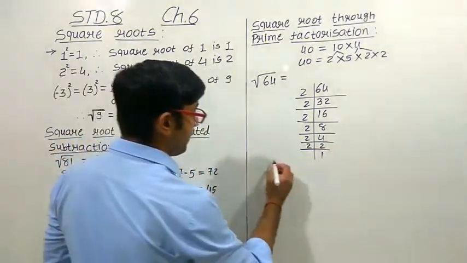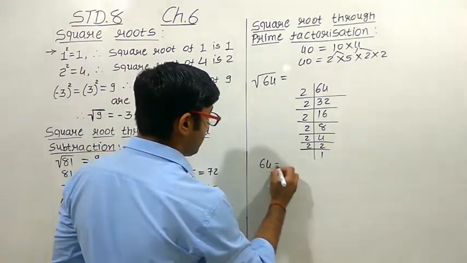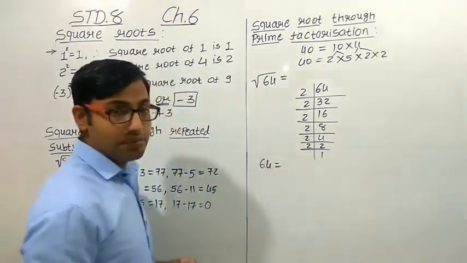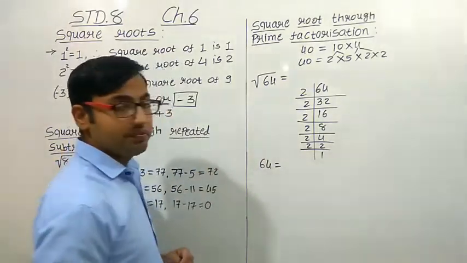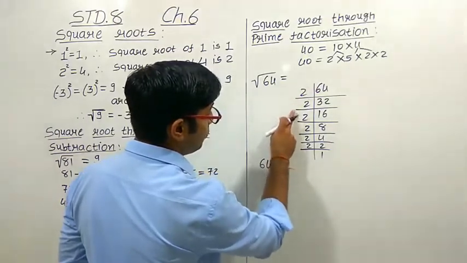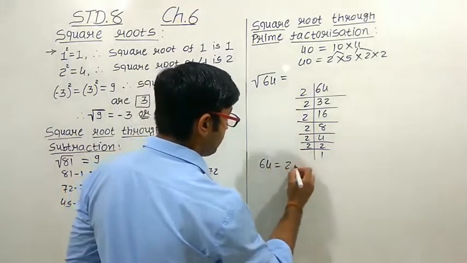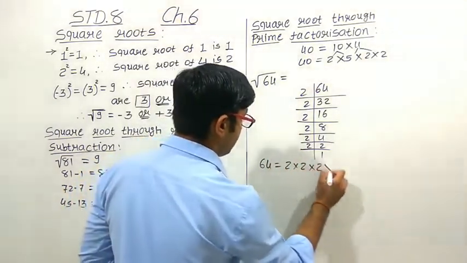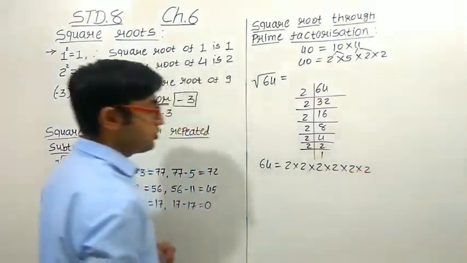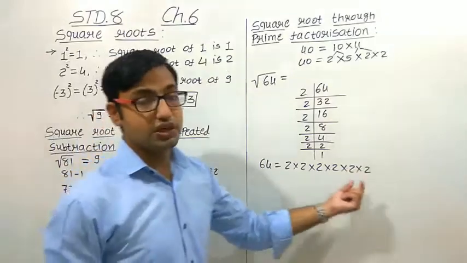So see how we can write down the factors of 64. All these numbers we can put in the multiplication, and they will be the prime factors of 64. So 2 appears 1, 2, 3, 4, 5, 6 times: 2 into 2, 2 into 2 and 2 into 2. So all these 2s are in the multiplication.